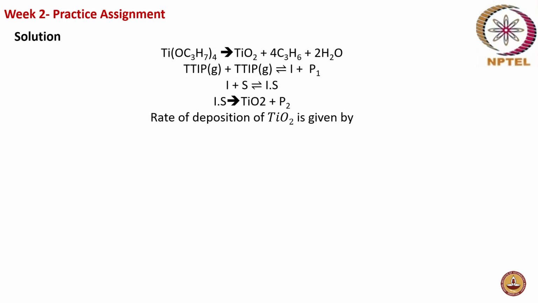What is the rate of deposition of TiO2 from the reaction? Which equation do you have to use for the rate of deposition of TiO2? The last equation, yes. So your rate of deposition is given by Ks into FIS. Ks is the reaction rate constant, right? So what is FIS?